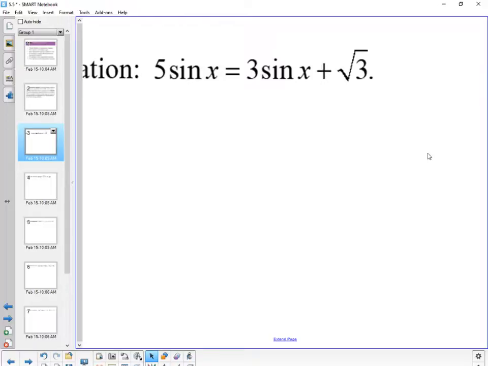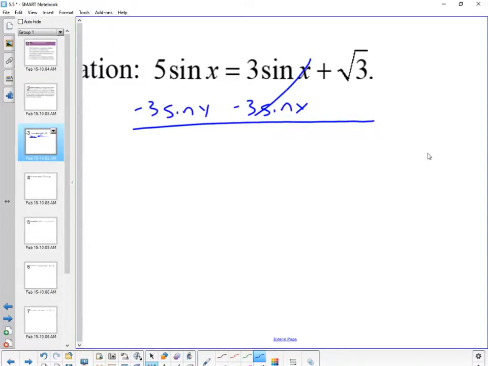I want to get all the x's together. It's on the right, I want to move it to the left. So I'm going to subtract 3 sine x from both sides. That would give me 2 sine x is equal to the square root of 3. Basically just algebra, right? We're solving equations. We're using everything we've learned ever since pre-algebra, but we're also throwing some trig on top of that. So then we would divide by 2. It's like we're having some cake, algebra cake with some trig frosting.